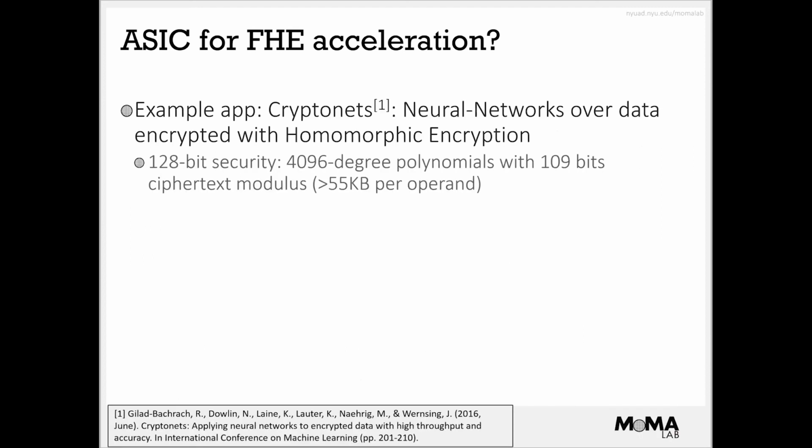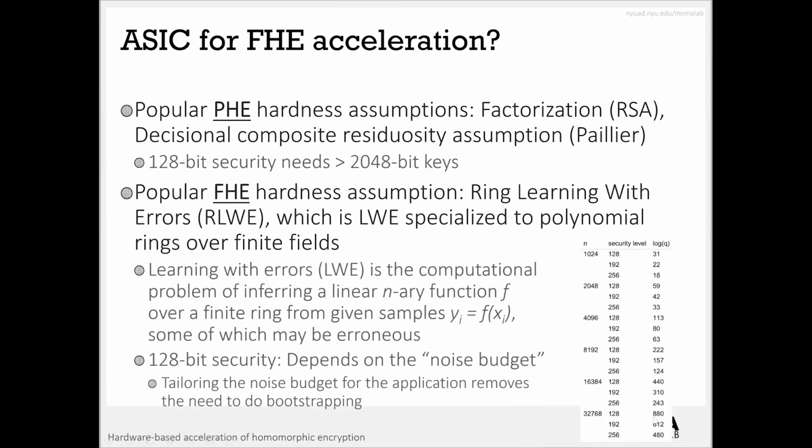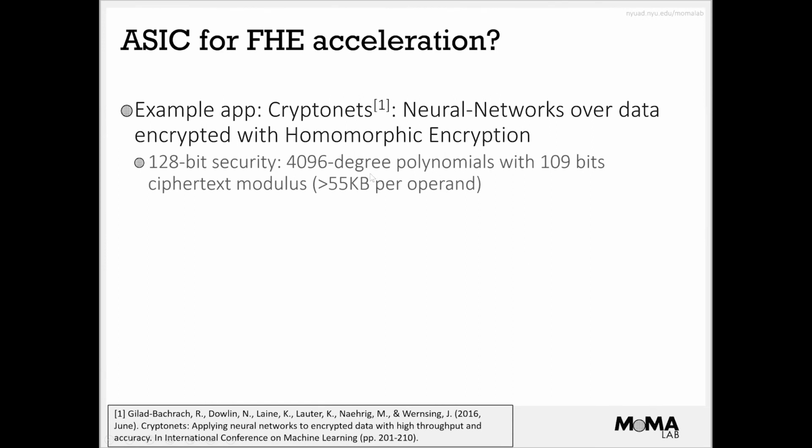Because you have such big polynomials, the degrees start from 4,000, but it's not uncommon to see 16 or 32,000 degree polynomials. And the number of bits, as you saw in the table before, can go up to 800 bits, right, or 1,000 bit coefficients.